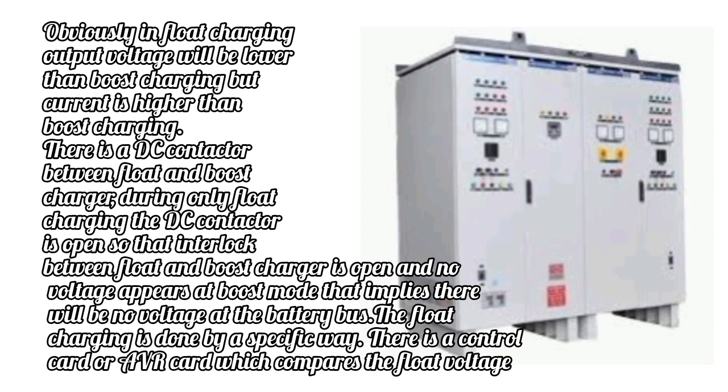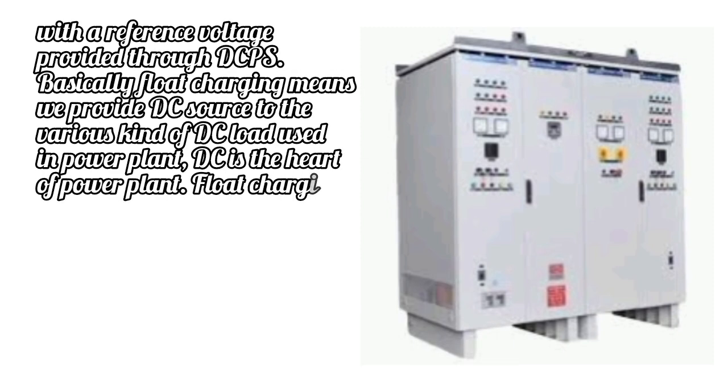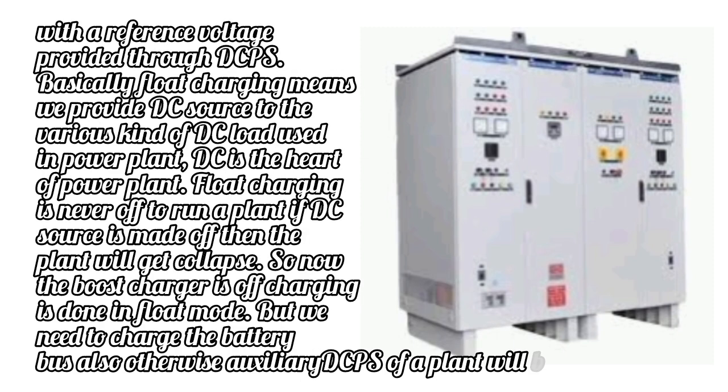There is a DC contactor between the float and boost charger. During only float charging the DC contactor is open so that the interlock between float and boost charger is open and no voltage appears at boost mode. That implies there will be no voltage at the battery bus. The float charging is done in a specific way. There is a control card or AVR card which compares the float voltage with a reference voltage provided through DCPS. Basically, float charging means we provide DC source to the various kinds of DC load used in a power plant.